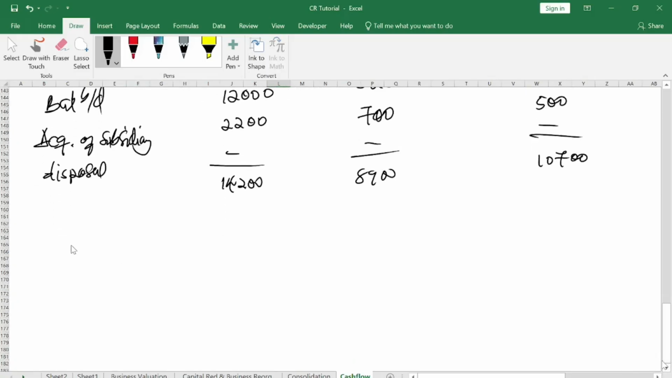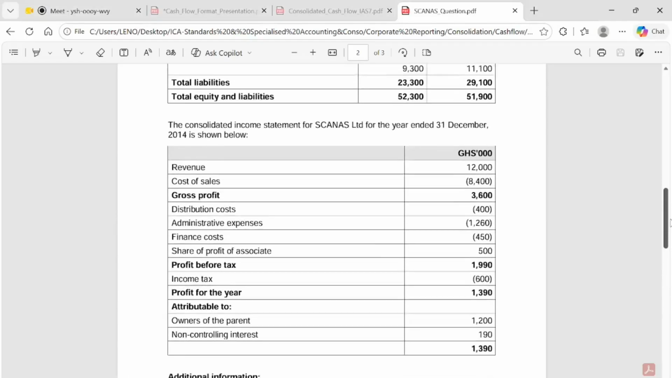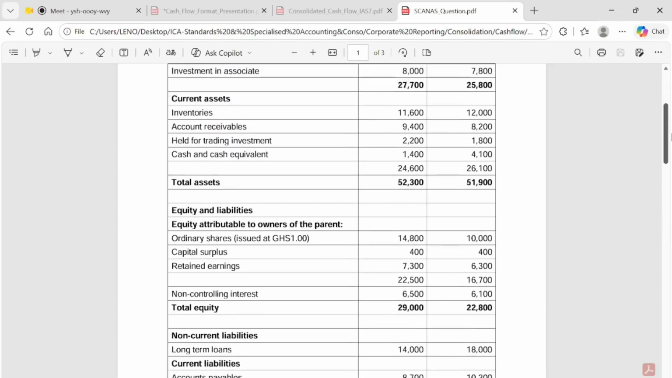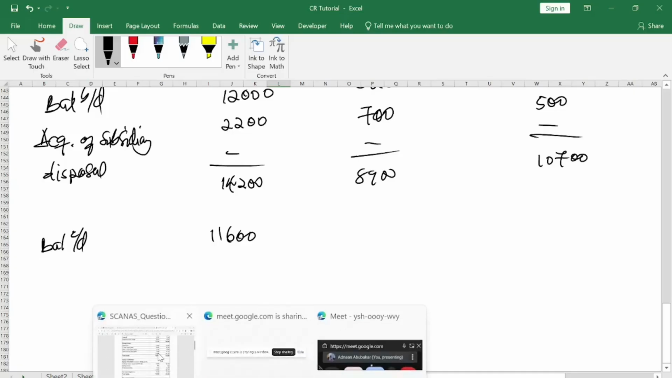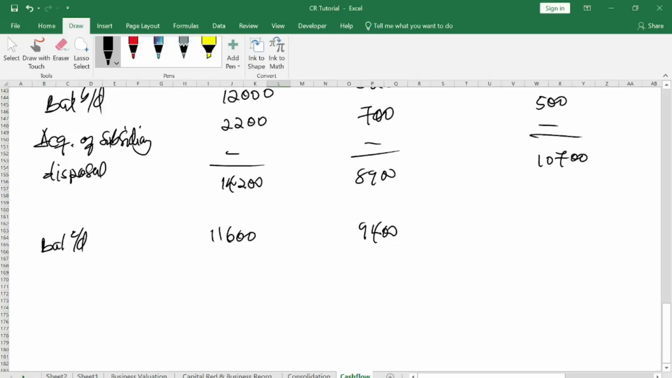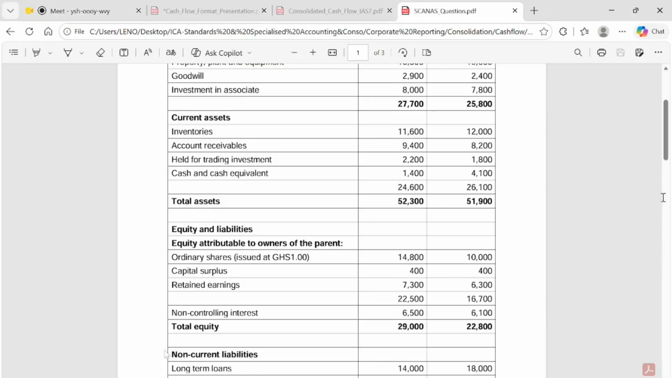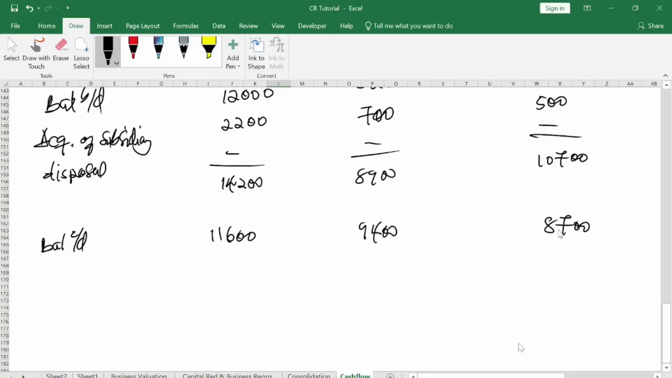You will come here. You will bring the balances, right? So you bring your balance carry down here. When you bring the balance carry down, closing balance for inventory is how much? Closing for inventory is 11,600. Receivables is how much? Receivable is 9,400. Let me confirm, 8,700. Good. Okay, so you have it here like this.